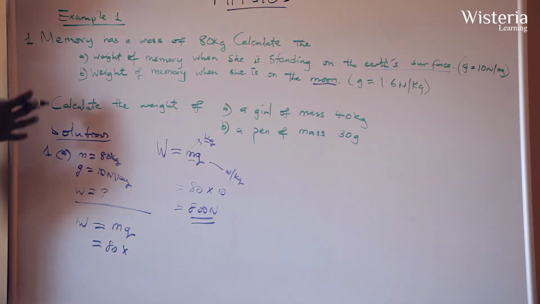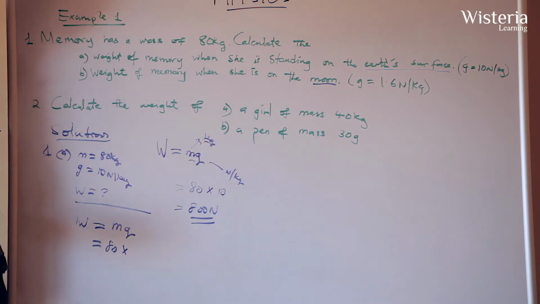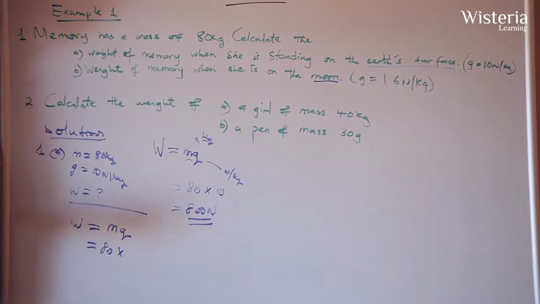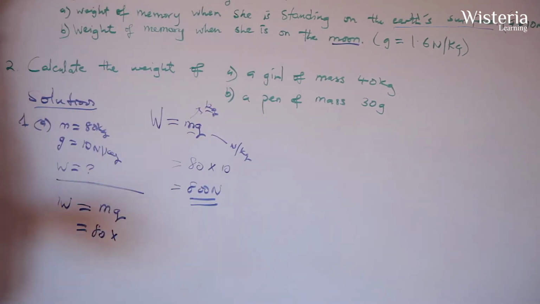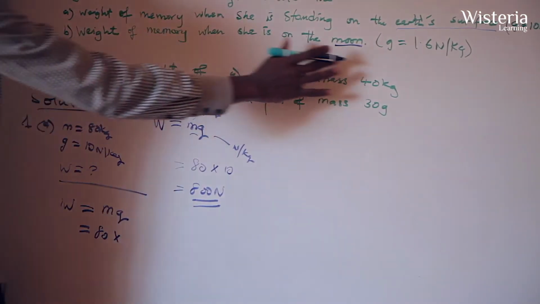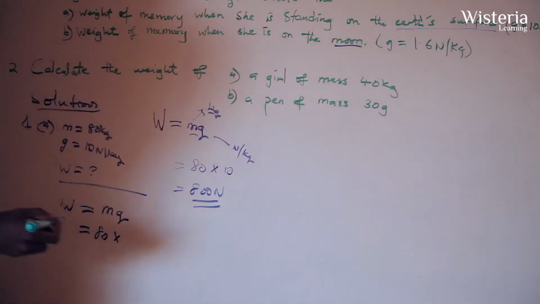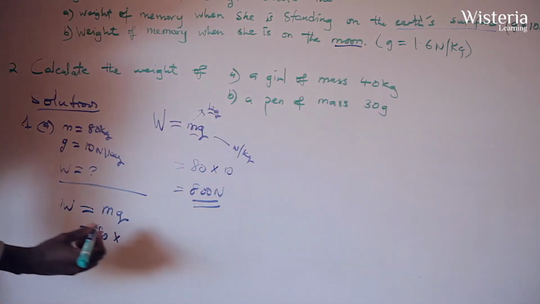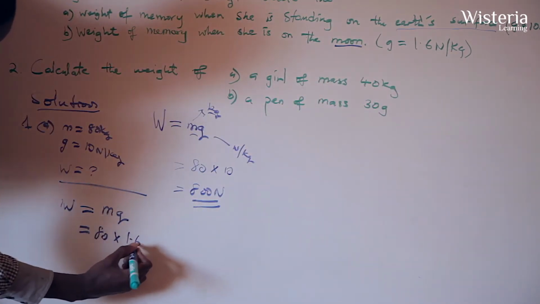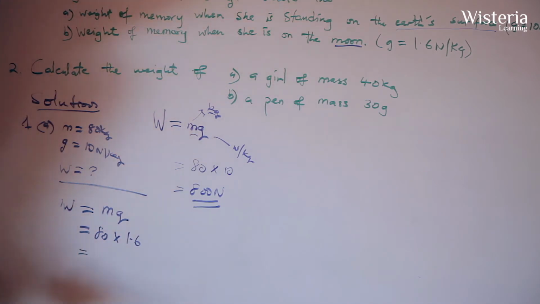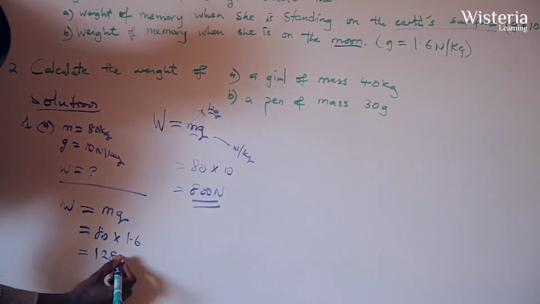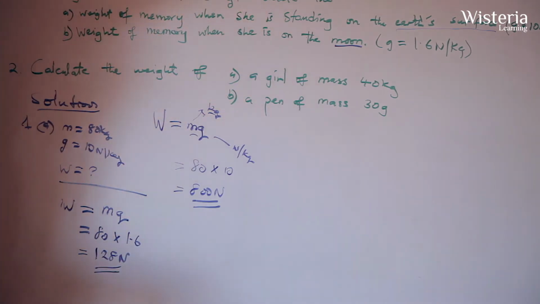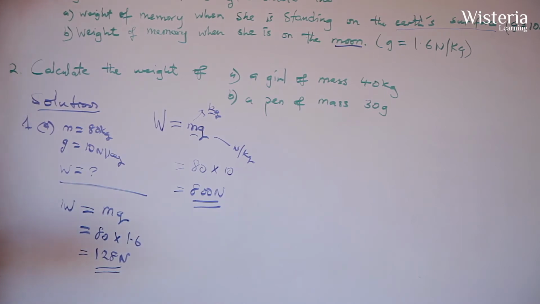The mass of Memory will not change because mass is the amount of matter inside. So even if we take Memory to the moon, our mass will still be the same. The gravity acting on Memory will be different though, because we're taught that the gravity acting on the moon is 1.6. So multiply it with 1.6, and when you multiply 80 times 1.6, you get 128 newtons.